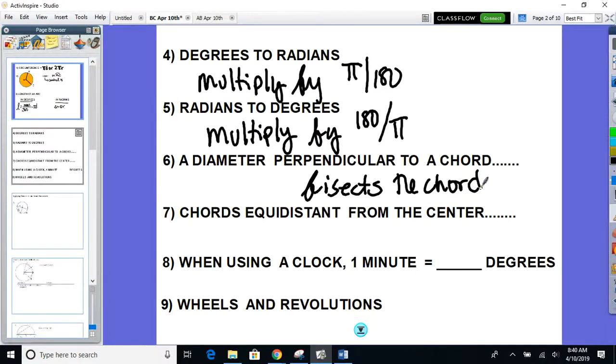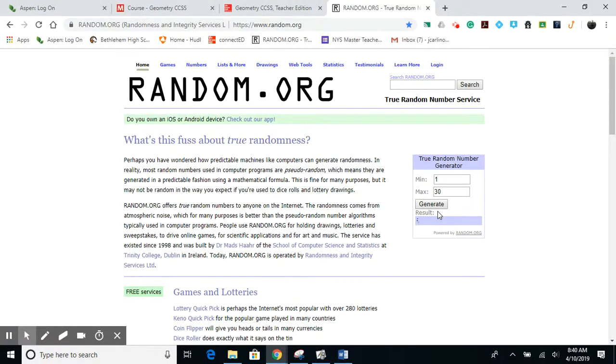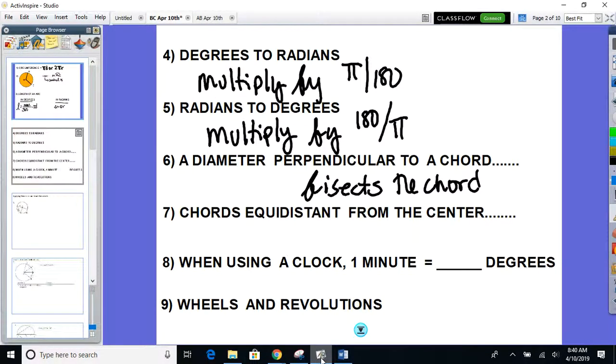What if 2 chords are equidistant from the center? If I have chords that are the same distance from the center, what should I know? Finish that statement. They are congruent. The chords are congruent. All good.